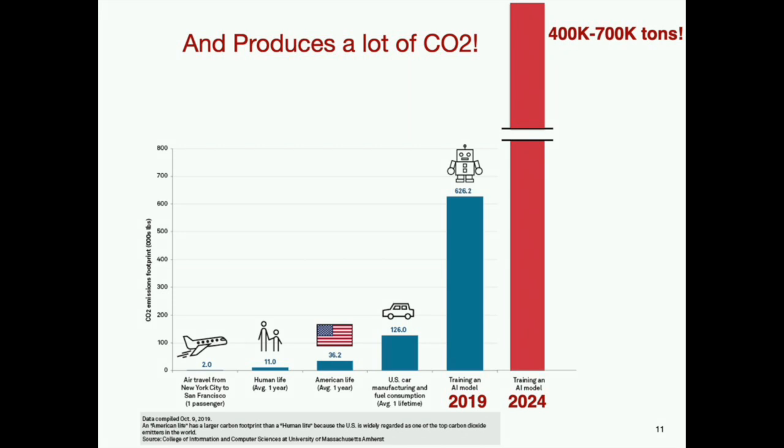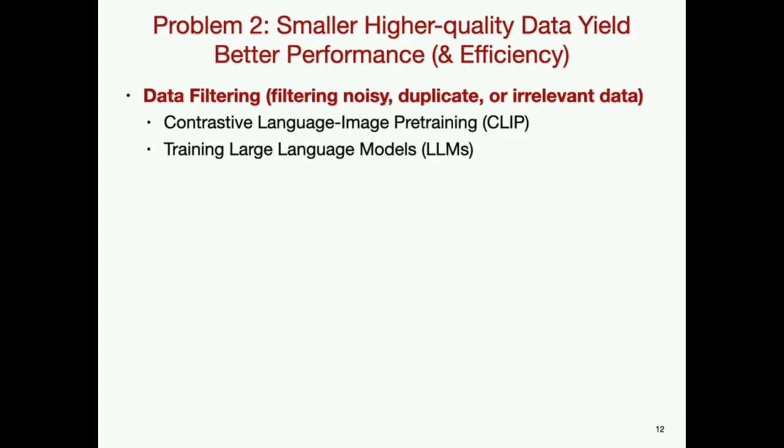and now look at 2024. Huge, right? Again, these numbers are not reported, but they are estimated to be between 400K and 700K tons of CO2, not kilos, tons, right? So this affects the climate very negatively. Okay, so what is another issue?